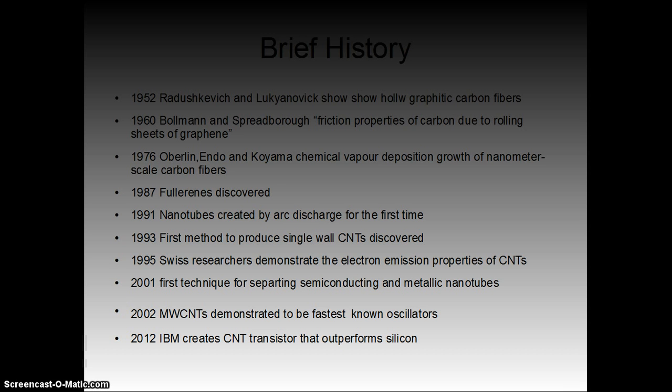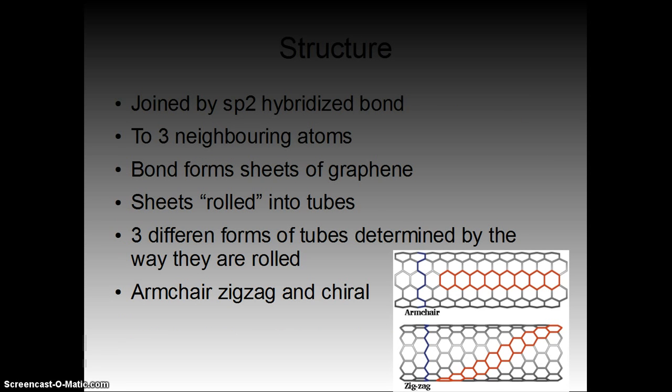In 2001 then, the first technique for separating semiconducting and metal nanotubes was found. This can be really useful in microelectronics. Then in 2002 it was shown that multi-walled carbon nanotubes were the fastest oscillators they'd ever recorded. And then last year IBM was able to create a transistor that outperformed its equivalent silicon transistor.